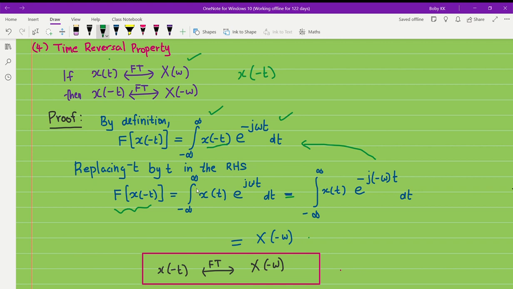In such a situation, there will be a change in the limit of integration, but here our limit of integration is from minus infinity to infinity, the entire range of t. That is why there is no change at all. The limit of integration has no change. So let us see here. Now integral minus infinity to infinity x of t e raised to j omega t dt can be changed in this way: e raised to minus j into minus omega into t.